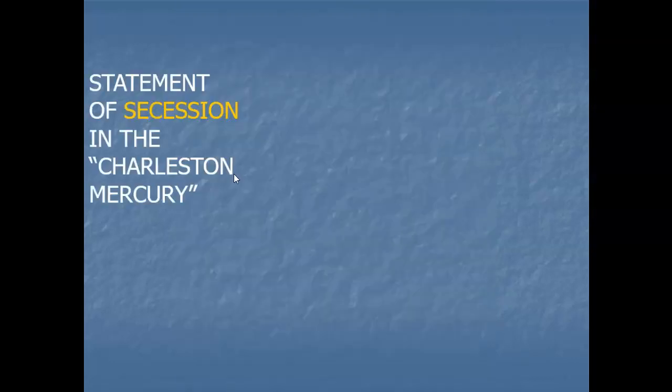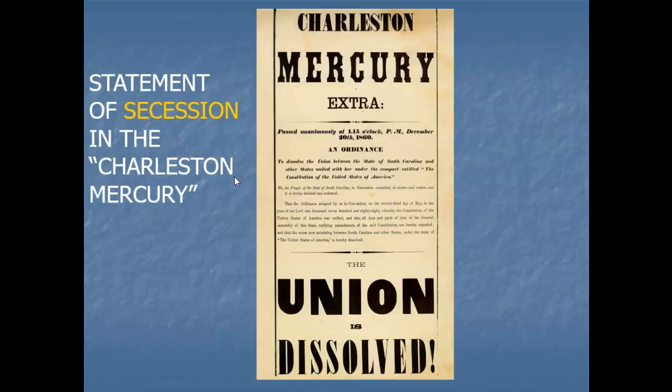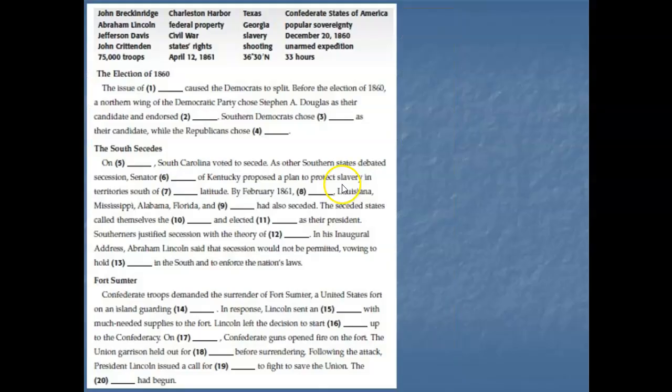If you were alive at the time, you would see a heading like this if you lived in Charleston, South Carolina. You can see the word unanimously, which means every single person in their legislature is in agreement. That occurs December 20th, 1860, and they dissolve the union between the state of South Carolina and the Constitution of the United States, which they had joined.